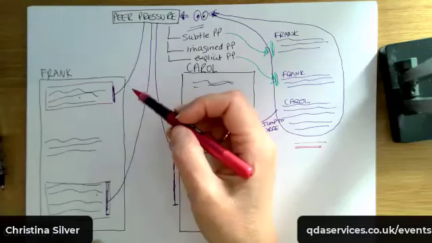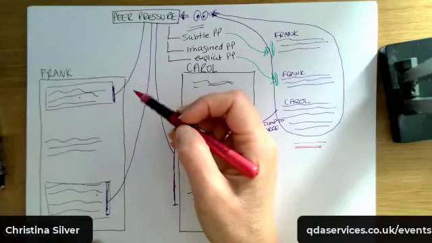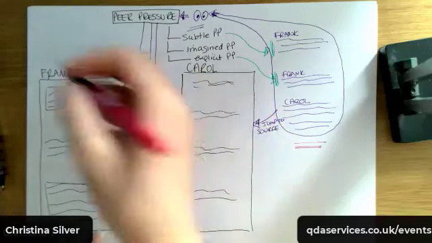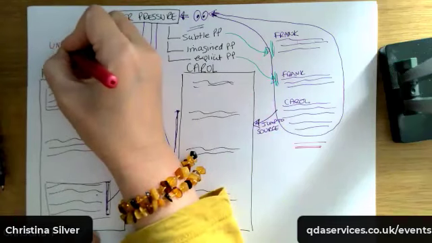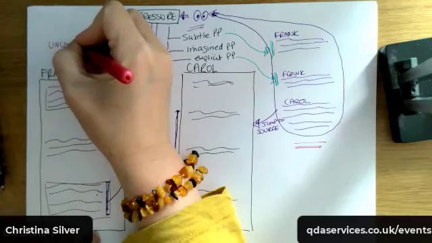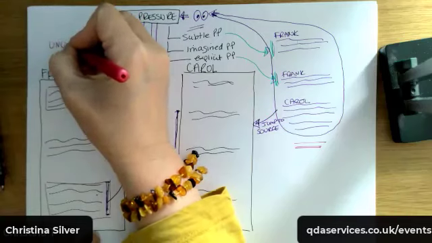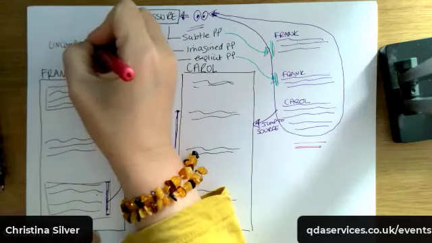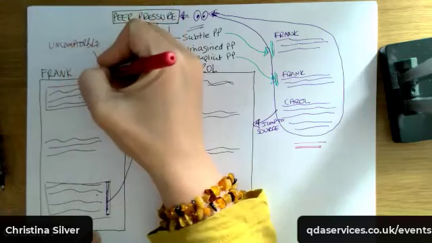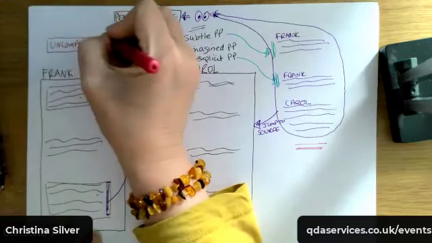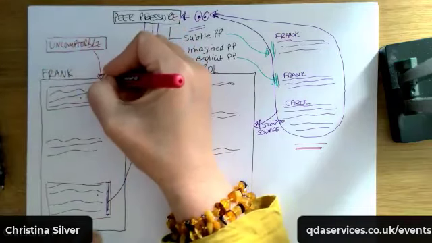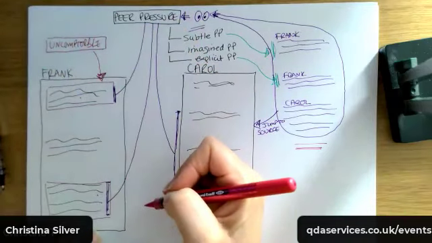And I can code that to both the explicit peer pressure code, and maybe also I'll create another code called uncomfortable. That's not how you spell uncomfortable, but never mind. Okay, because the same or overlapping segments of text can, of course, be coded to multiple codes.